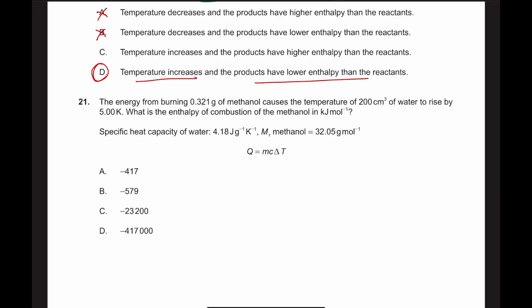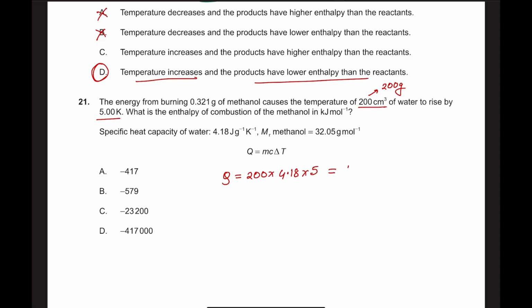Next is a calorimetry question. Energy from burning 0.321 grams of methanol caused the temperature of 200 centimeter cube of water to rise by 5 kelvins. What is the enthalpy of combustion of methanol in kilojoules per mole? Let's find the heat absorbed by water, which is mc delta T. Mass of water, so volume is 200 centimeter cube, right? Water has a density of 1 gram per centimeter cube. That means 1 centimeter cube of water weighs 1 gram. So 200 centimeter cube of water should weigh 200 grams, right? So mass of water is 200, C is 4.18, and delta T, change in temperature, will be 5.